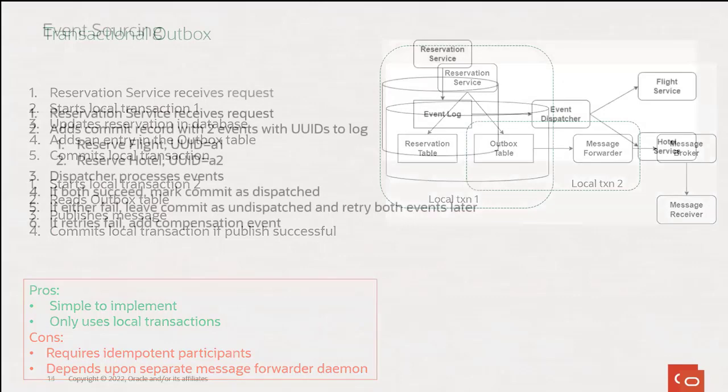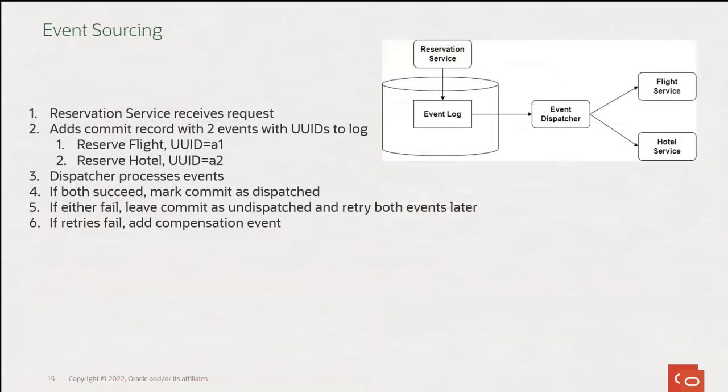Another one is event sourcing. Event sourcing is typically used for event-driven applications. You generate an event, and each event is placed in a log. And that log contains enough state information about who else needs to be contacted and whether that's been successful or not. So the reservation service makes an entry into the event log, committing those records with two events, one to say I have to notify the flight service, and one that says I have to notify the hotel service.